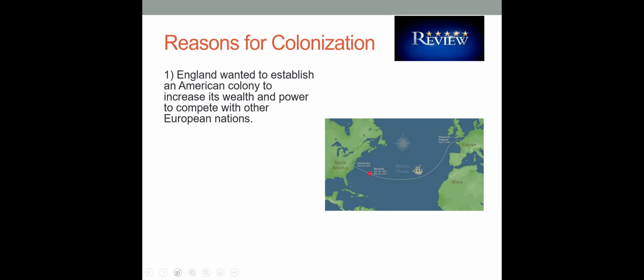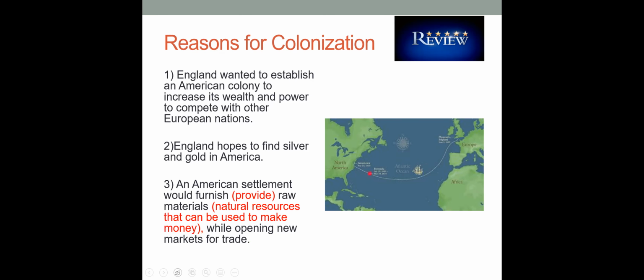Reasons for colonization. One reason was that England wanted to establish an American colony to increase its wealth and power to compete with other European countries. Another reason is that England hoped to find silver and gold in America. A big reason is that an American settlement would furnish or provide raw materials, which are natural resources that can be used to make money, while opening new markets for trade.